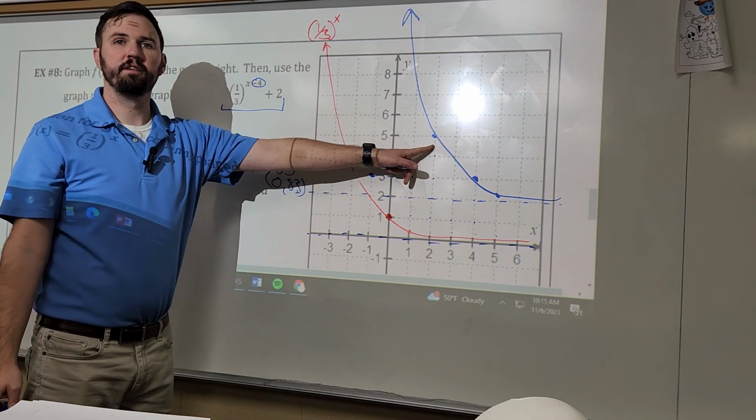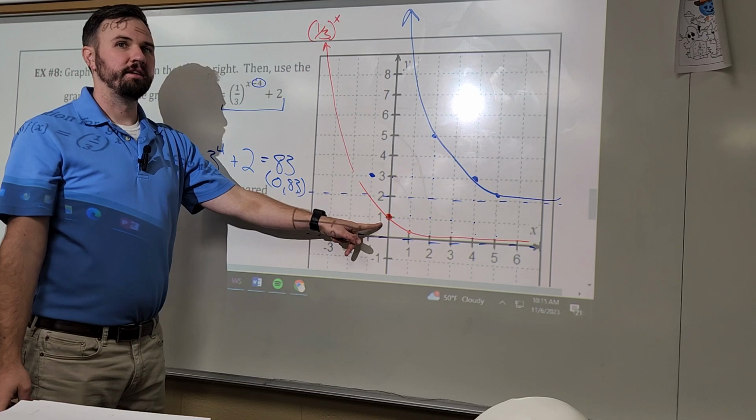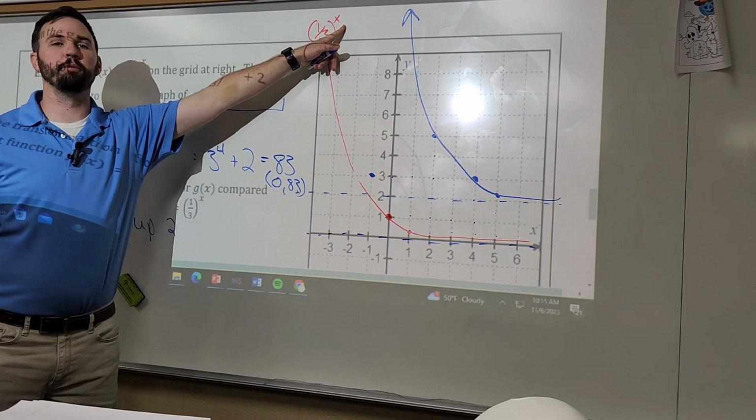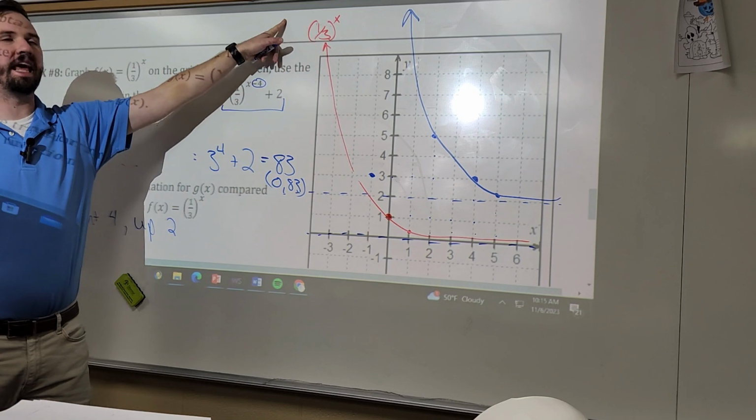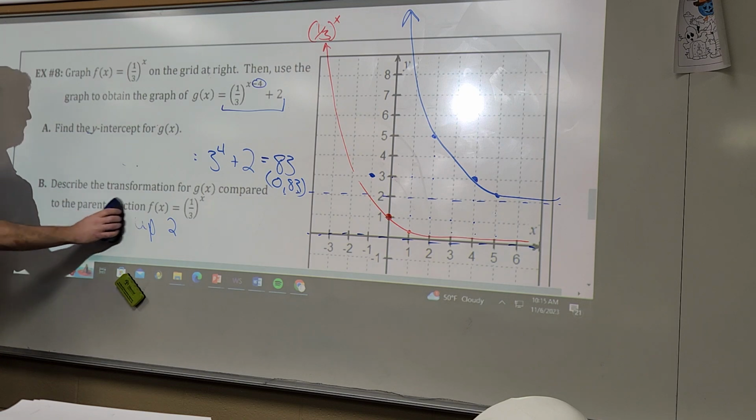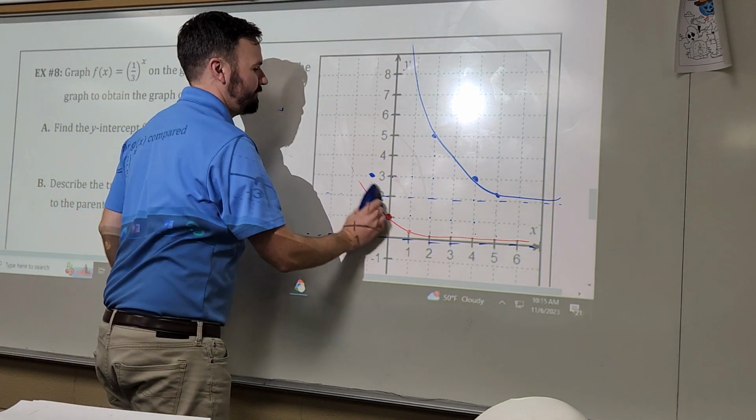Wait, for this? For my y-intercept? No, y-intercept, because when you plug in 0, it's always 1. The point (0, 1) is always your y-intercept unless you have an a in front. But we don't have an a in front. Nope, this problem's done. We'll forget about it. It's gone forever.